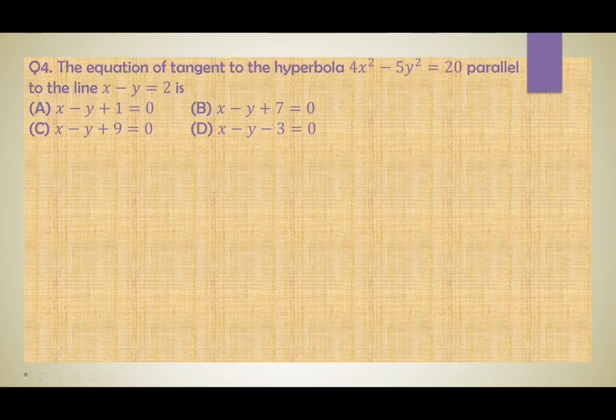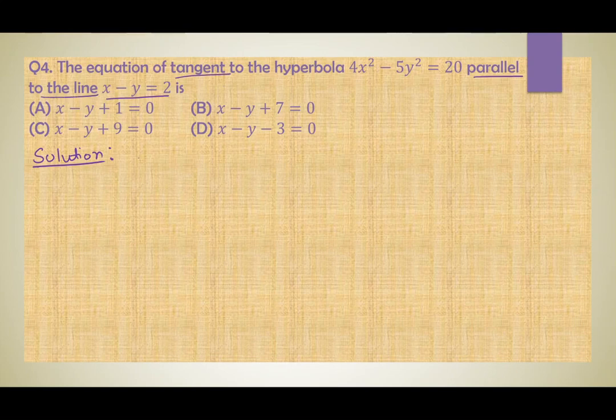Okay. Now, question number 4. The equation of the tangent to the hyperbola 4x square minus 5y square equal to 20, parallel to the line x minus y equal to 2, is. Okay. You should note that this question has also appeared in the JEE examination in January 2019. In order to obtain the correct solution, you have to concentrate on this line. This line is parallel to the tangent.